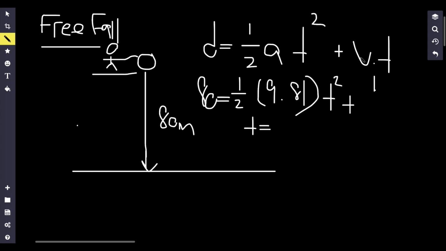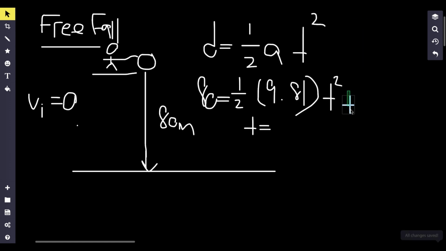Now, originally we said that our stone was dropped. So initially our stone was at rest. Before the stone was dropped, it was at rest, so the initial velocity is going to be equal to 0. Whenever something is being dropped, it's being dropped from rest. So our initial velocity is equal to 0, and of course, this term is going to cancel out. So our equation is just going to be this.